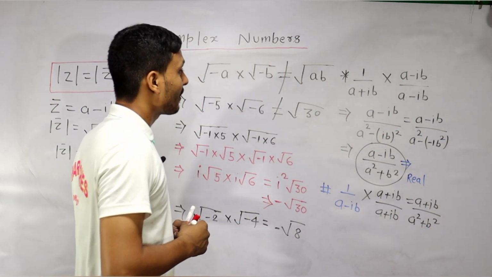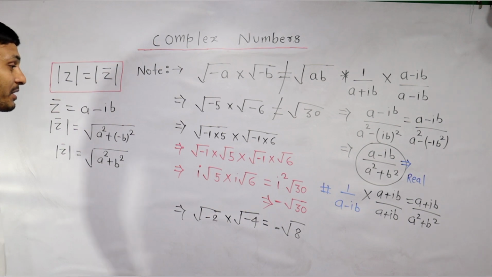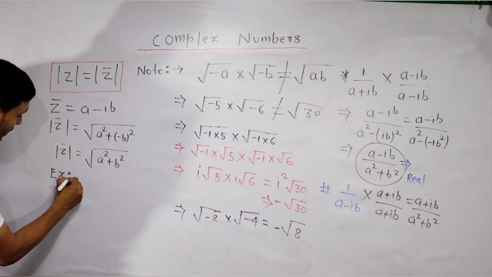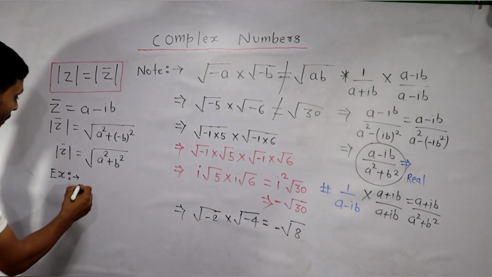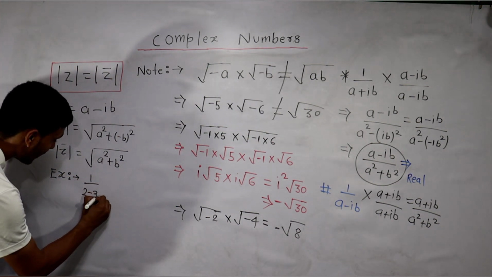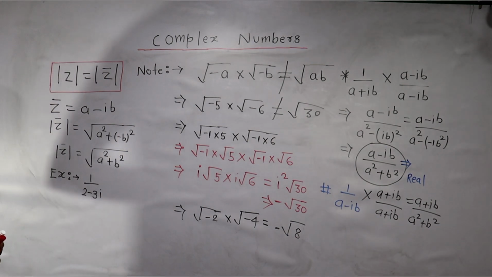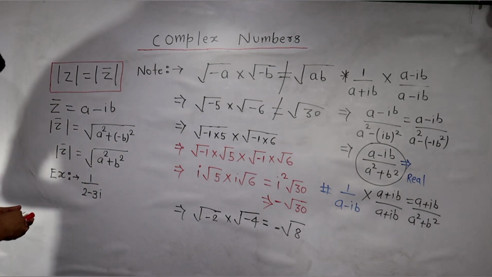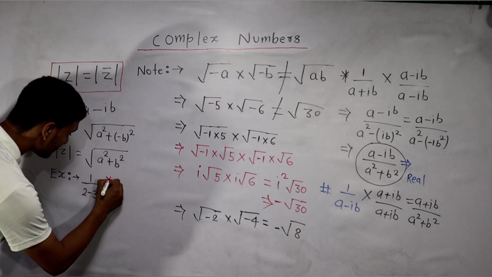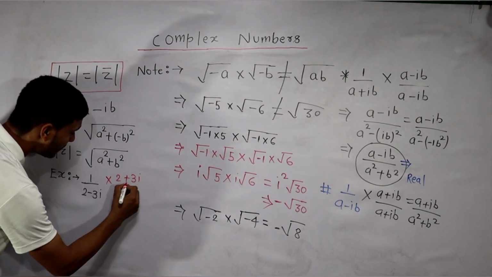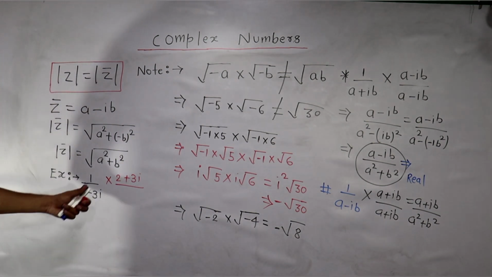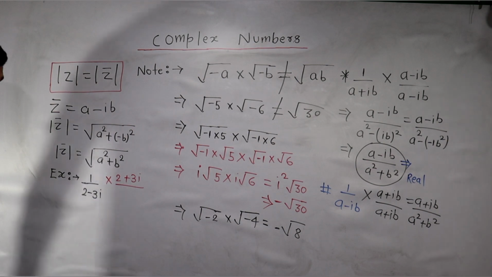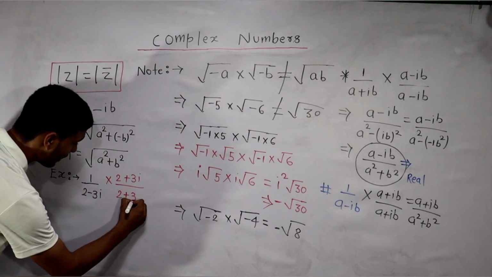Just note it down fast. Now take an example: 1 upon 2 minus 3i, and you have to solve it. First rationalize, it is a method. Multiply 2 plus 3i in the numerator and denominator, because we have to multiply and divide by the conjugate of the given complex number. 2 plus 3i. Is it right?